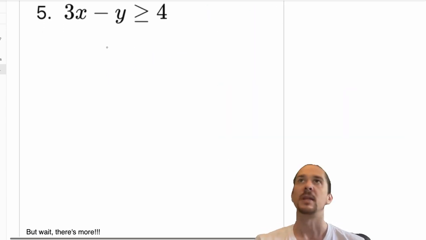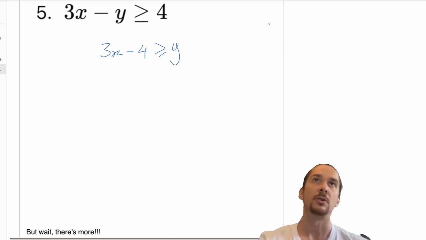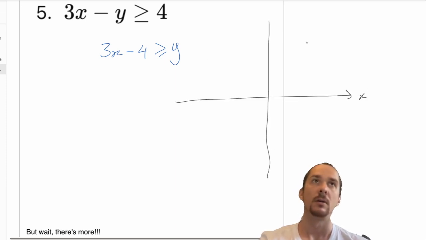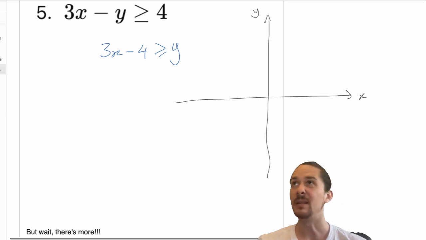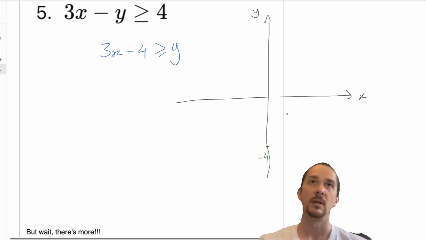like that. In this case, 3x minus 4 is greater than or equal to y. Cool, that was easy. So drawing our Cartesian graph, 3x is quite steep. We're going to pass through minus 4, but we're going to be going up fairly steeply. I'm very grateful that it's an or equal to in this case.